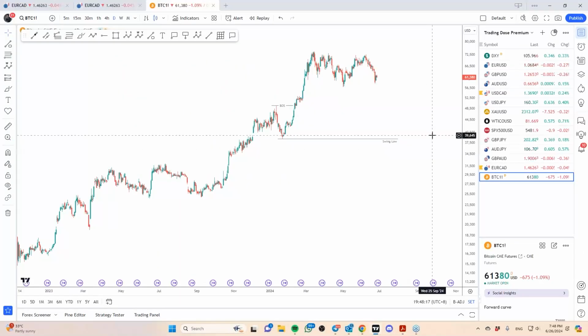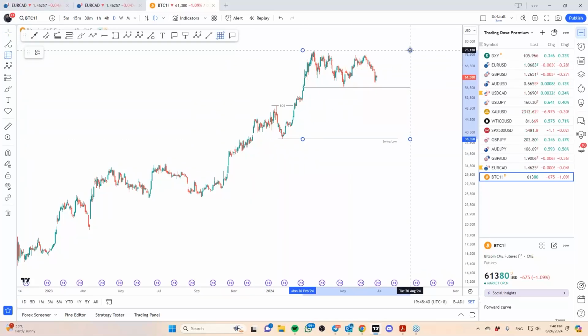Okay, so what I mean by this is I would want to introduce you to another principle called discount and premium. Then we talk about demand and supply. Okay, now what is discount and premium? The whole idea is today, if you want to buy, you want to be buying at discount. If you want to sell, you want to sell at premium area. Okay, how we define it is very, very straightforward.